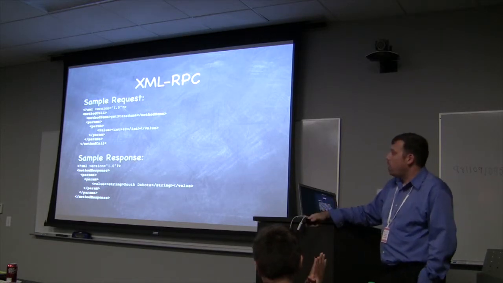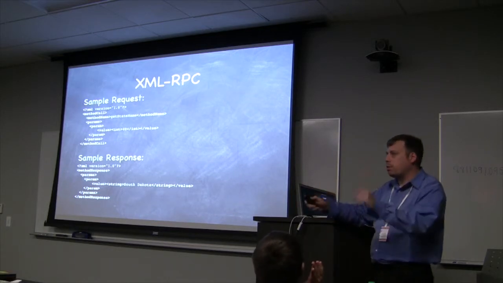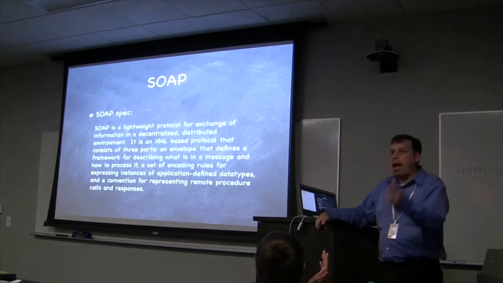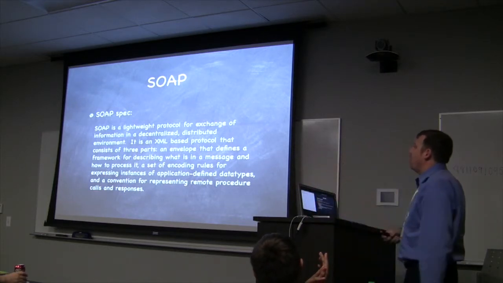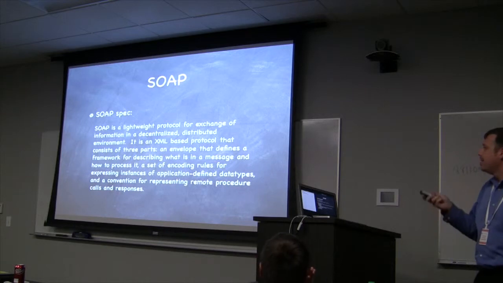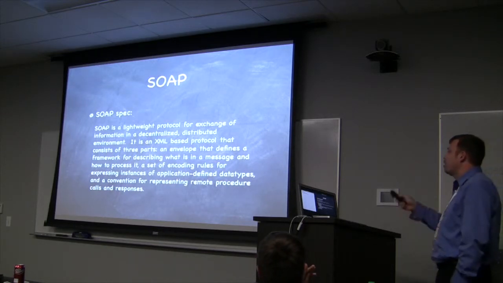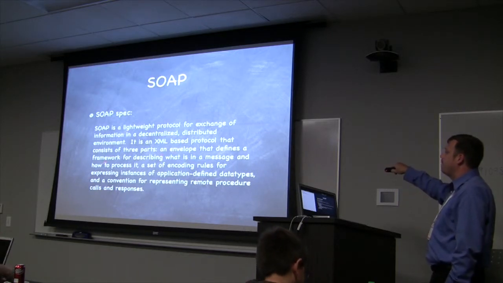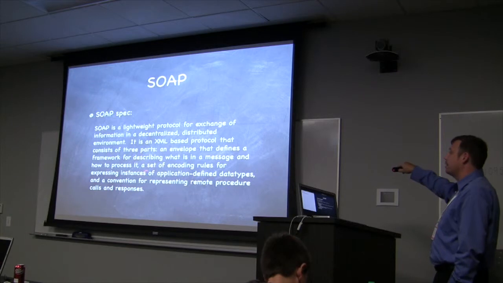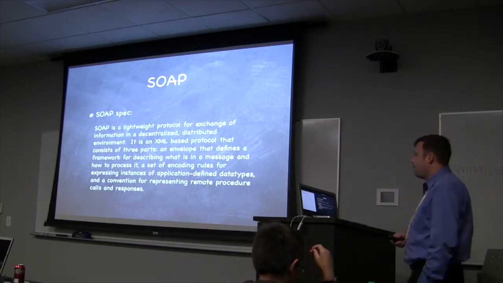Okay, so how can we handle all of that type of data and still have something simple? Hey, I know, let's use SOAP. Because it's a lightweight protocol for exchanging information in a decentralized, distributed environment. It's an XML-based protocol that consists of 3 parts: an envelope that defines the framework for describing what's in the message and how to process it; a set of encoding rules for expressing instances of application-defined data types; and a convention for representing remote procedure calls and responses.